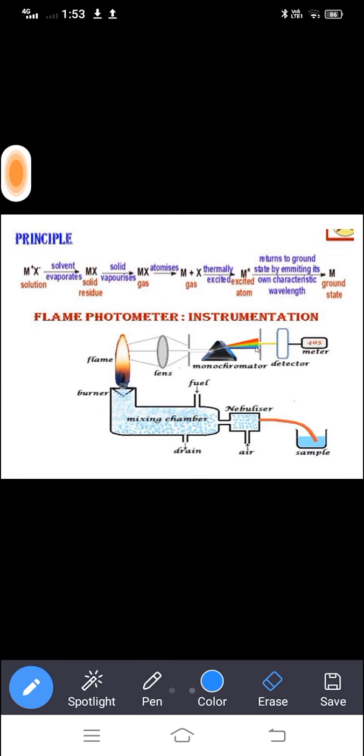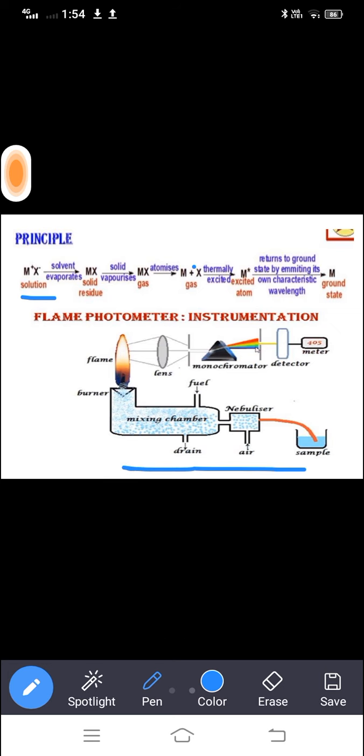How to find the concentration? This is the working principle of flame photometry. We have a sample in which the alkaline earth metal is present. We take that sample and evaporate it. When you evaporate, it becomes a solid residue. Then it evaporates into gas. Then the gas is atomized and changed into ions. Once it changes into ions, when you heat it, the electron from the ground state goes to the excited state. Then it comes back and emits radiation. By that emitted radiation, we can find how much concentration of the metal is present.